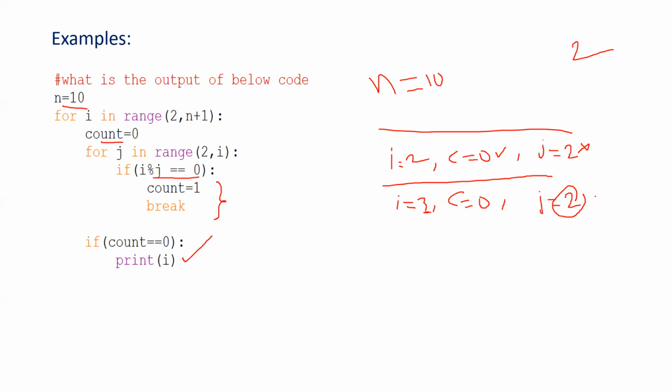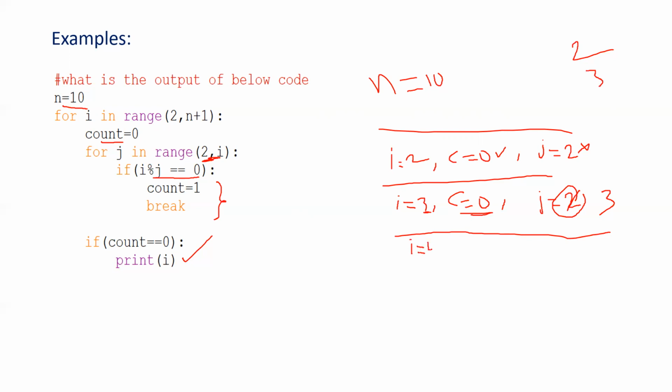Now again, j value will be incremented. j value will become 3. As you can observe, j only goes up to range 2 comma i, which is nothing but j always less than i only. So you need to stop this iteration. And here the count value is 0, right? So print i value. Now again, i value will become 4.